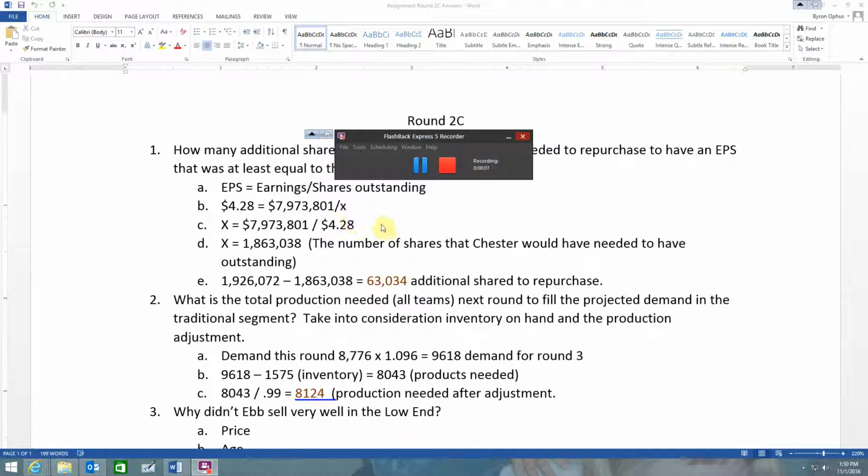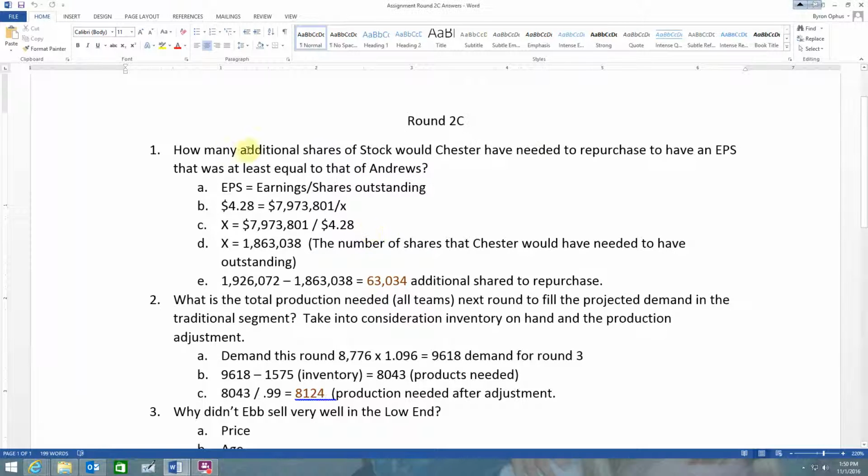Assignment 2C, review. Question number 1: how many additional shares of stock would Chester have needed to repurchase to have an earnings per share that was at least equal to that of Andrews? One of those story problems, but I'm asking you about earnings per share. The formula is earnings per share equals earnings divided by shares outstanding. Relatively simple; you just needed to know the variables that you know versus the one that you don't.